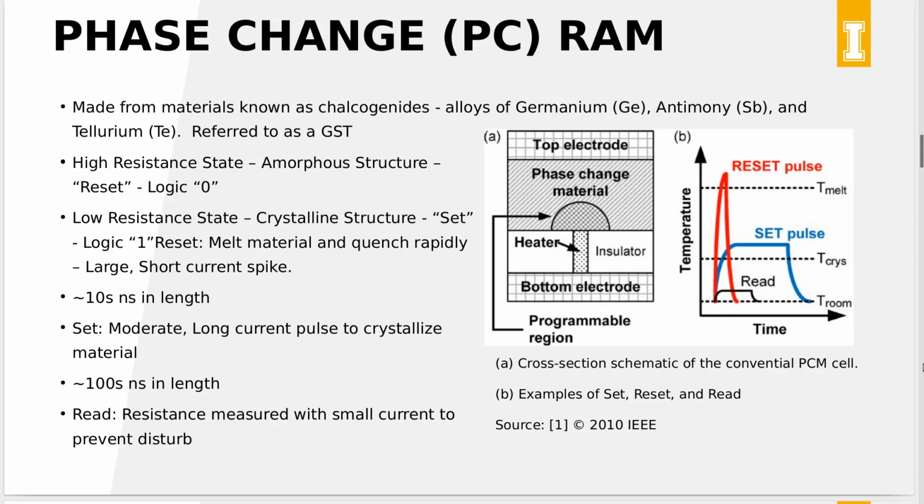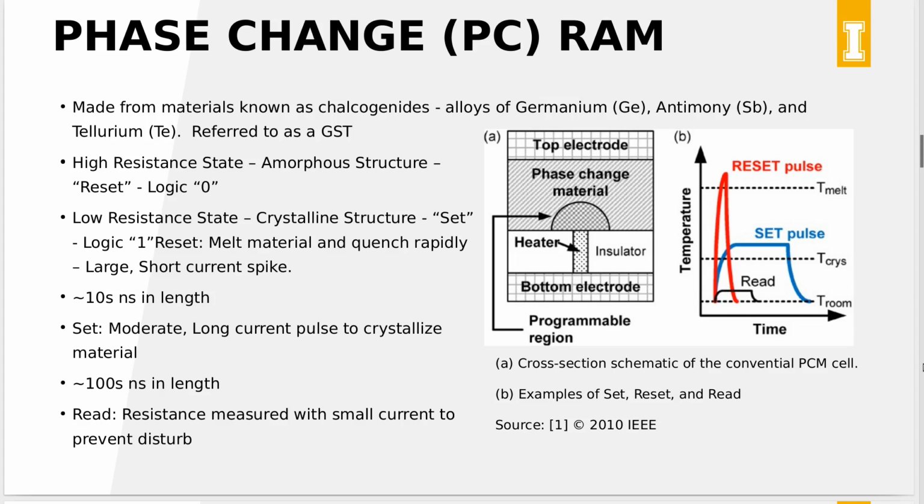The basic operation is that it switches between a high resistance state and a low resistance state by switching the actual structure of the material. A high resistance state has an amorphous structure of the material and is known as a reset or logic 0. A low resistance state is a crystalline structure and is known as a set with a logic 1.